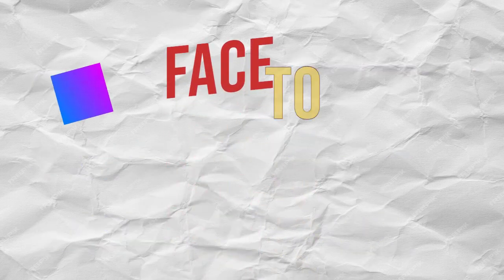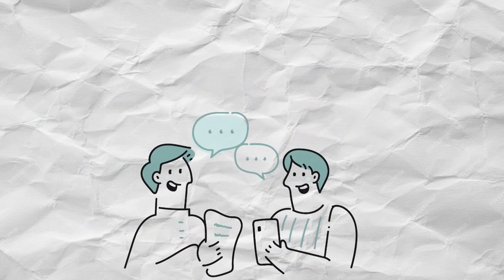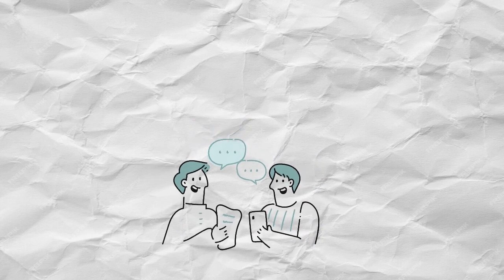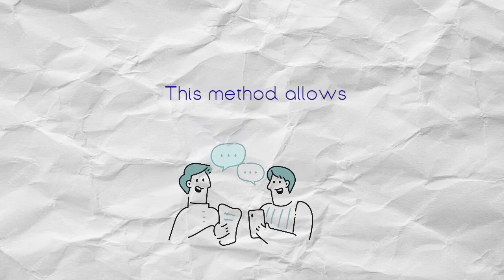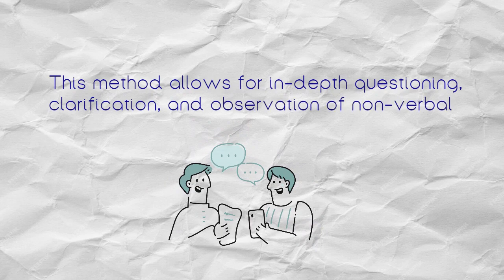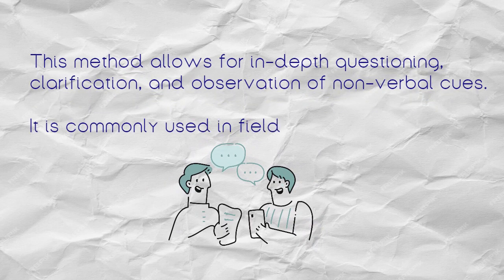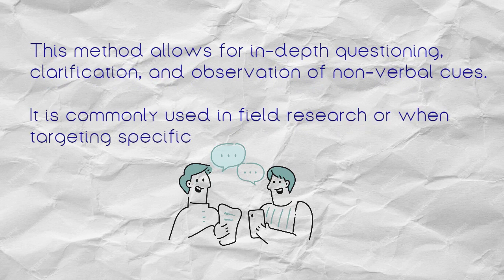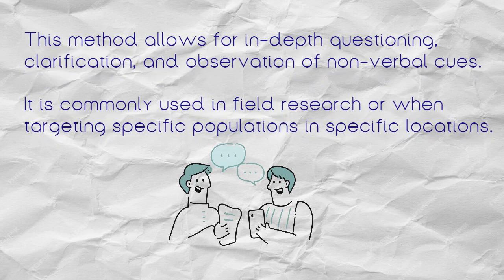4. Face-to-face surveys. Face-to-face surveys involve direct interaction between the researcher and the respondent. This method allows for in-depth questioning, clarification, and observation of nonverbal cues. It is commonly used in field research or when targeting specific populations in specific locations.